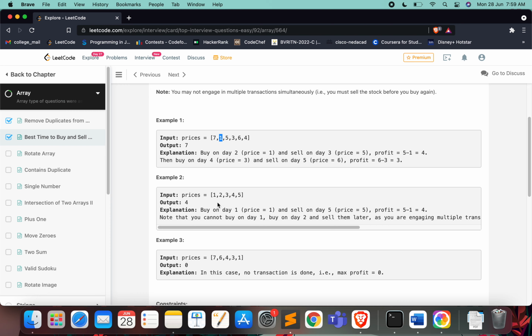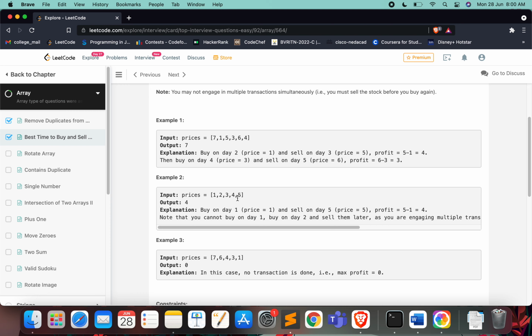For the first point, we buy the stock if the next element is greater than our current element. So we buy 1 because we have 2 which is greater than 1, so we can sell it there. So we'll buy it at 1. But our second point says that we should sell the stock at the highest. We'll go to 2. Is the next element greater than 2? Yes. So we'll go to 3. Is the next element greater than 3? Yes. We'll go to 5. Sorry, we'll go to 4.